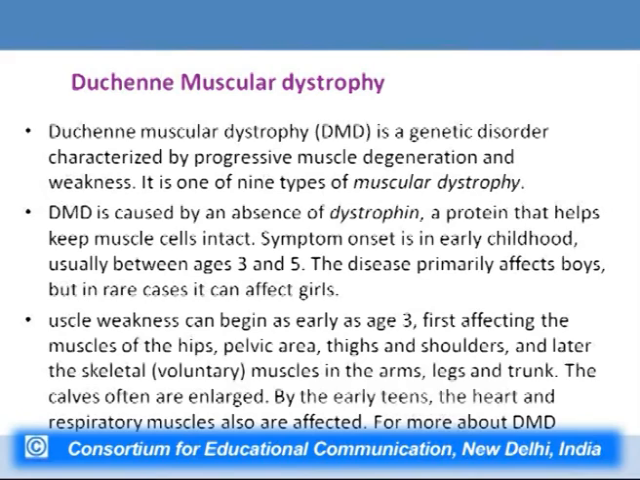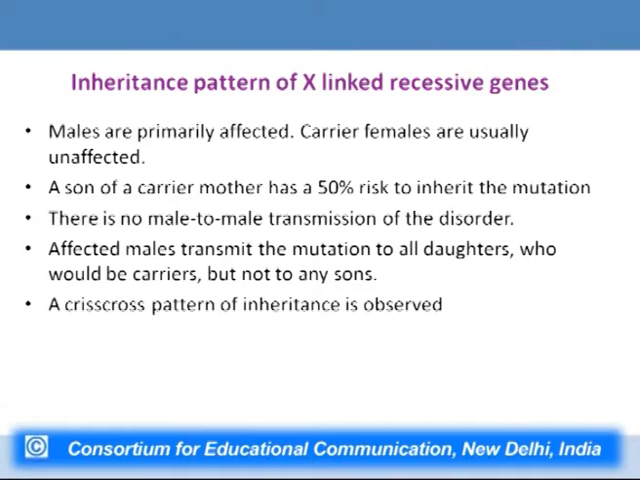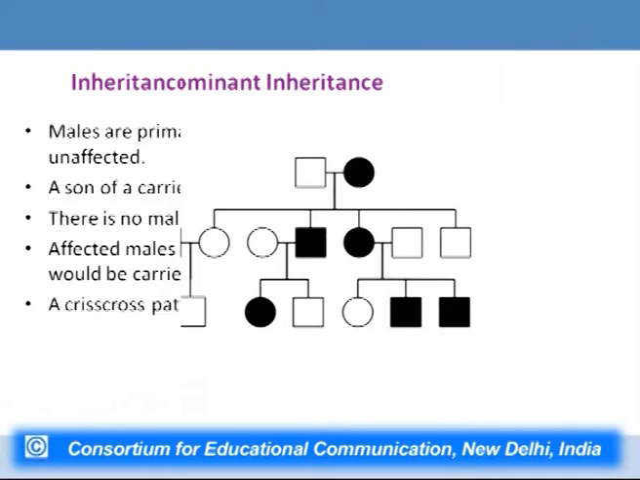The inheritance pattern of X-linked recessive genes shows that males are primarily affected. The carrier females are usually unaffected. A son of a carrier mother has a 50% risk of inheriting the mutation. There is no male-to-male transmission of the disorder. Affected males transmit the mutation to all daughters, who would be carriers, but not to any sons. And a crisscross pattern of inheritance is observed.